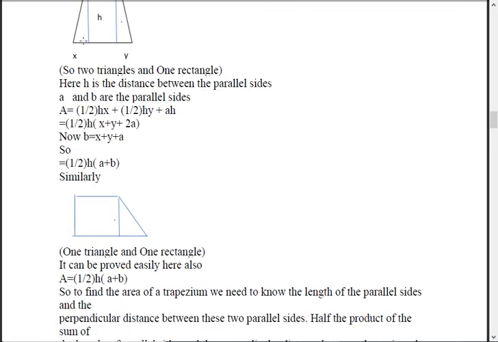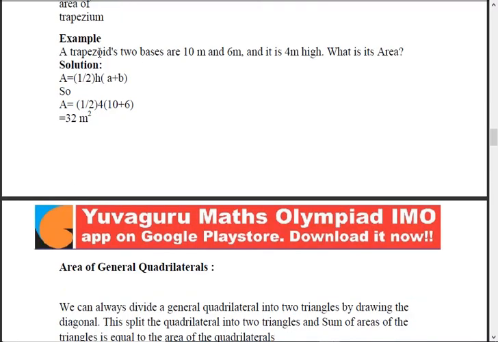This needs practice. You need to follow our practical videos. Now the trapezium can also be like this, where the non-parallel sides are not equal. Then you divide it accordingly, whatever you get. See, this is divided into 1 square and 1 triangle. You find the areas and add them. A trapezoid's two bases are 10 meter and 6 meter, and it is 4 meter high. What is the area? Trapezoid and trapezium are one and the same. Keep this in your mind.